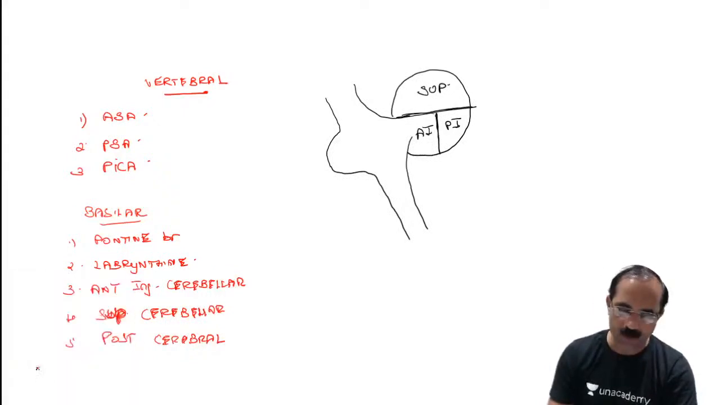Now understand how the arteries are named. What are these two arteries? Vertebrals. Two vertebrals join to form what? Basilar artery. Two vertebrals join to form the basilar.